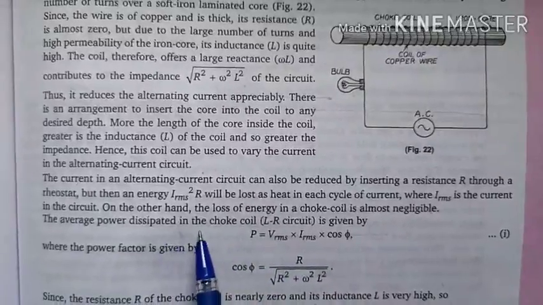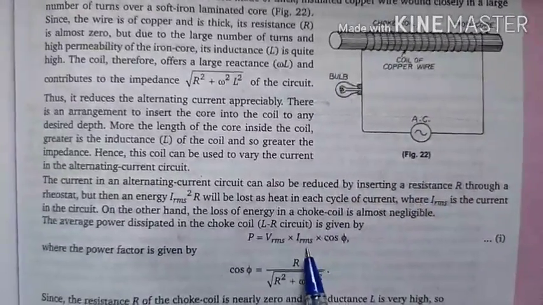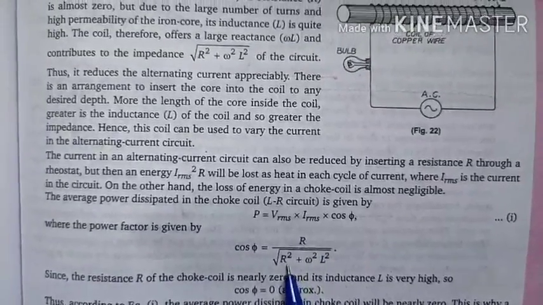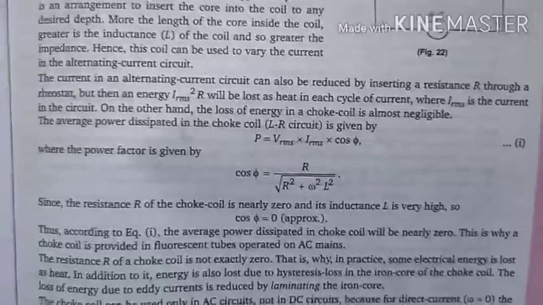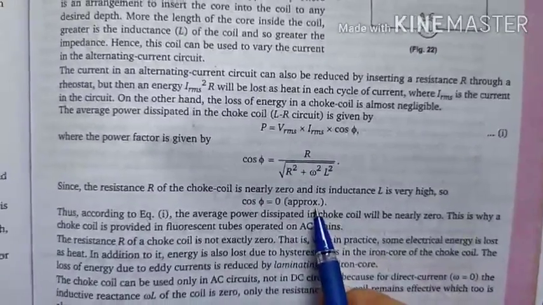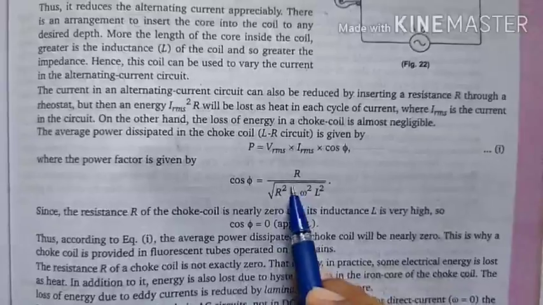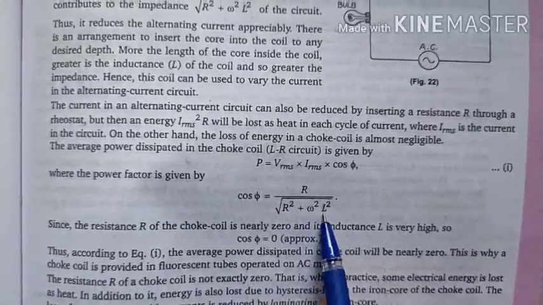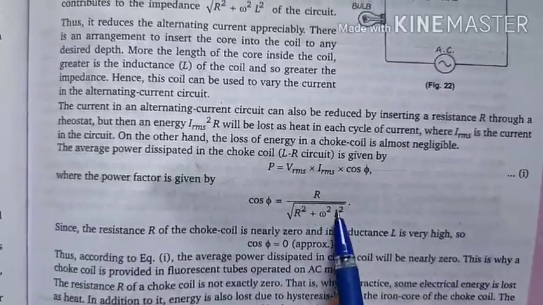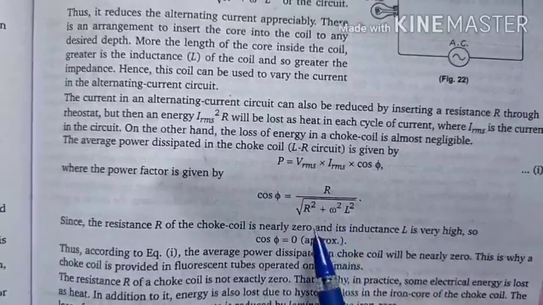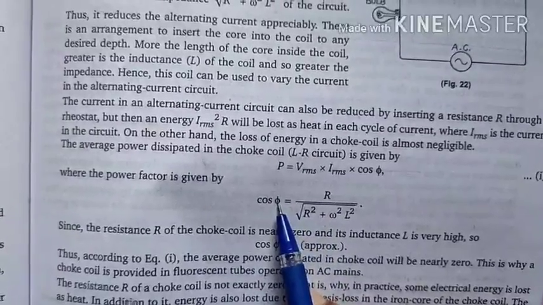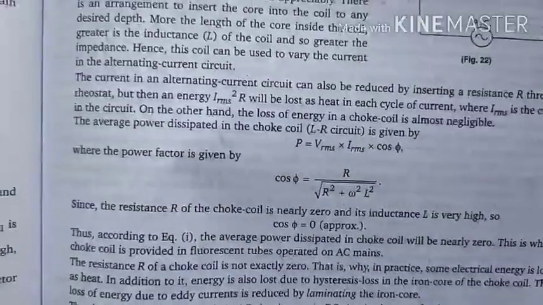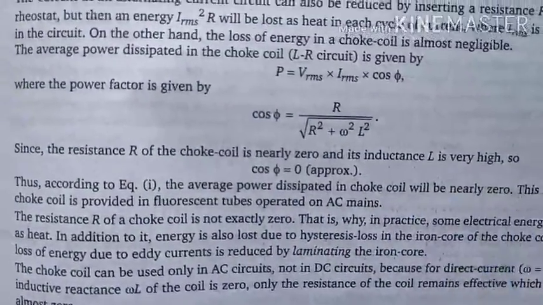The average power dissipated in this choke coil would be V_rms I_rms cos phi. Cos phi is given by R by Z, where in this LR circuit Z is the square root of R squared plus omega squared L squared. As we know, the resistance of the choke coil, this R value, is very less, nearly 0, and this L value is very high. Because of this, the denominator becomes very high, so we can say cos phi is almost 0, approximately towards 0. So the average power dissipated in the choke coil will be nearly 0.